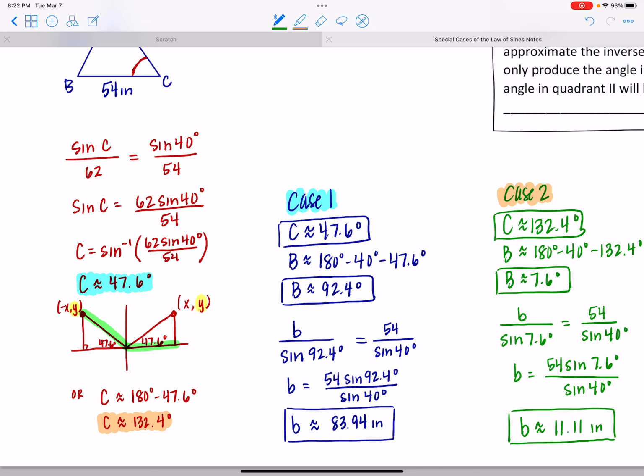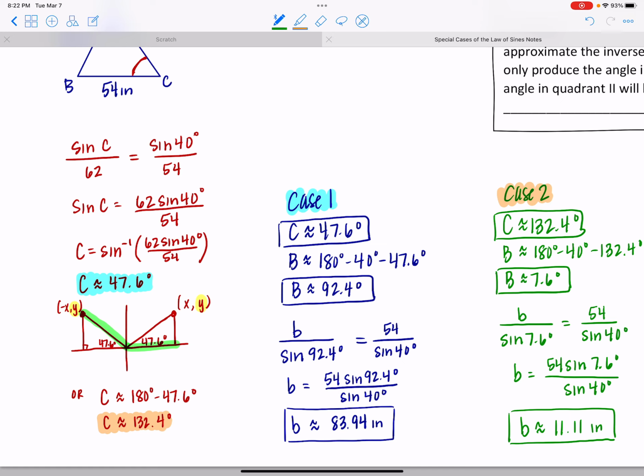So we have two possibilities for that angle, and therefore two different cases we have to solve for. So this is a triangle. A triangle can be formed by the information that was given in this problem, but it can be formed in one of the two ways that we showed.